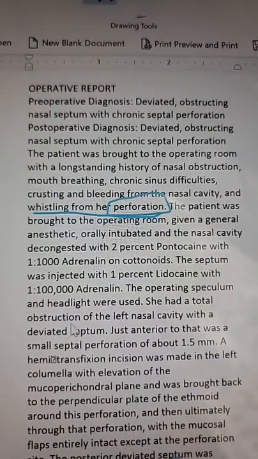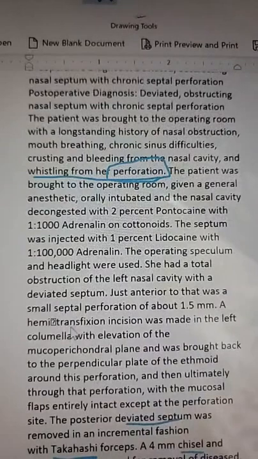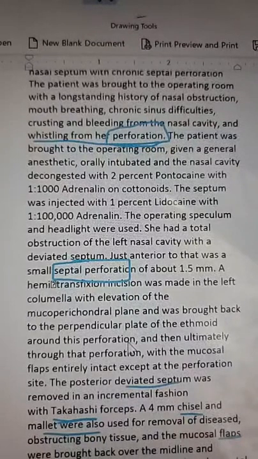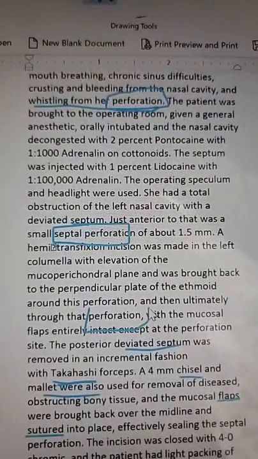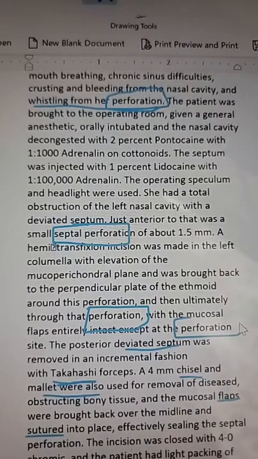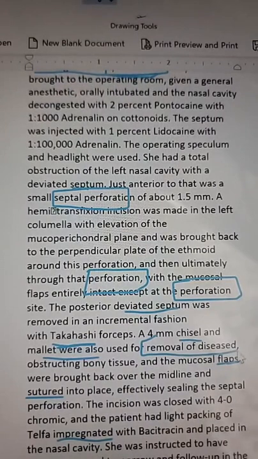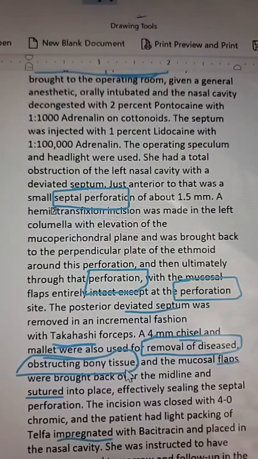So let's see. There's her perforations again. She had those perforations. More perforation. Boy, they said it all over the place. There's four. Four times they said it. Right here, the removal of the diseased tissue is the removal of mucosoid tissue.